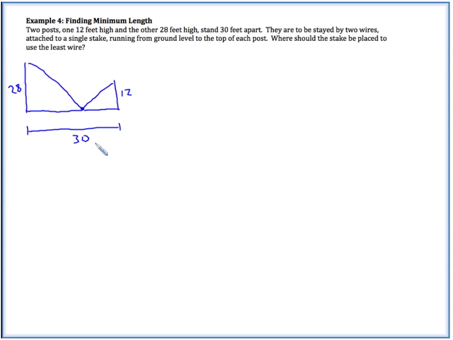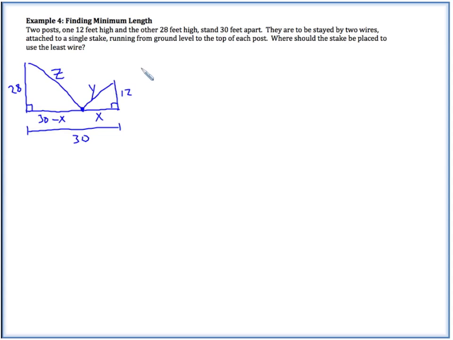Okay, now the amount of wire we're going to use is right here, and we're just going to let this one be Y and let this one be Z. And the only other variable we have here has to do with the distances. You can probably see that we have two right triangles. So we're just going to let one of these distances be X, and that would be from here to here. And then the other distance is going to be 30 minus X to account for the entire distance here.